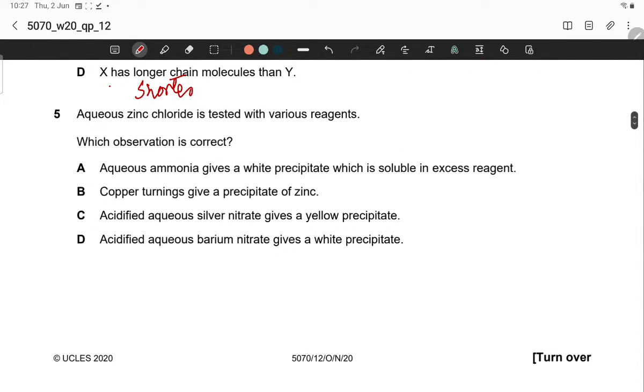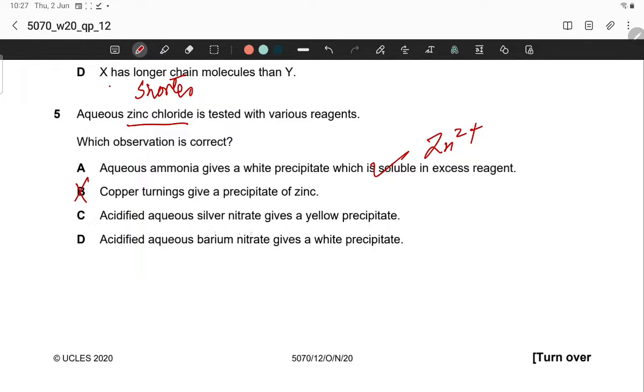Aqueous zinc chloride is tested with various reagents. Which observation is correct? Aqueous ammonia gives a white precipitate which is soluble in excess reagent. This is correct for zinc ions. Copper turnings gave a precipitate of zinc. No, copper is less reactive than zinc, so it cannot displace zinc from its solution.